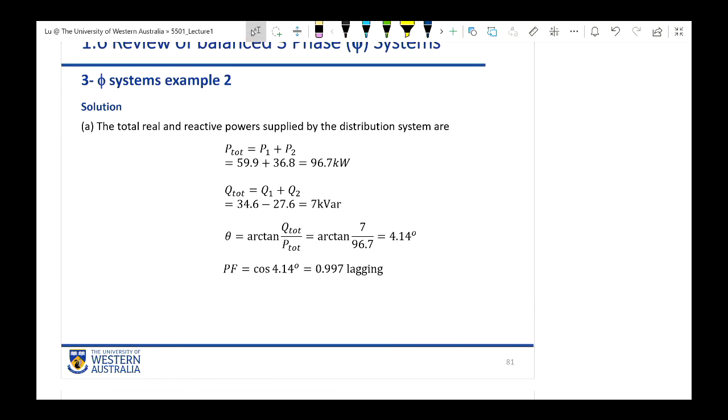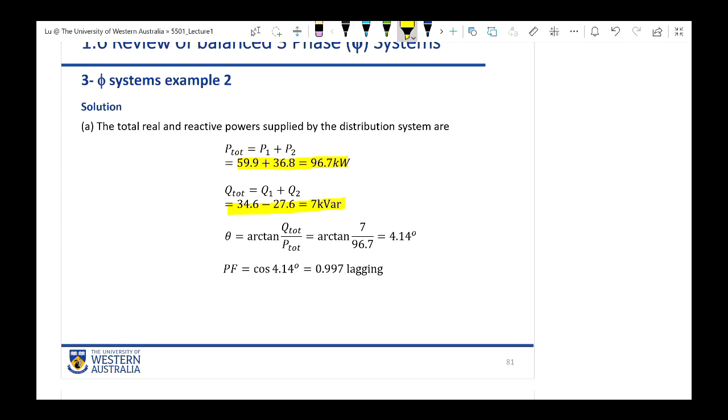Part A is asking for the total real power and total reactive power supplied by the distribution system. Because the transmission cables are not consuming any power, the power consumed by the system is just at load 1 and load 2. In the first part, we have already evaluated the real power and reactive power for load 1 and load 2. So the total generated power by the generator should be the summation of the total consumed power. So here we are calculating the total real power and total reactive power provided by the generator.